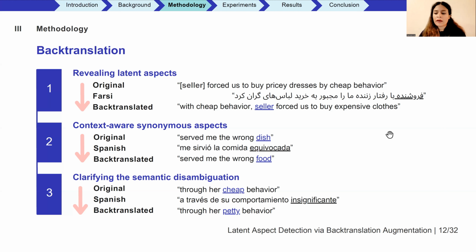And finally, we believe that back translation can disambiguate polysemous terms and collocations, leading to finding the latent aspects. For example, if we have "through her cheap behavior", we translate it to Spanish and back translate it to English, we will have "through her petty behavior", and now "petty" is mapped for "cheap", which is more related to the behavior of a person compared to being related to being inexpensive for a product or clothes.